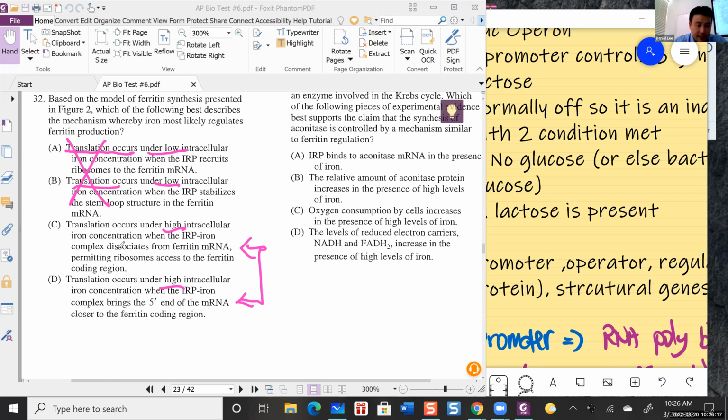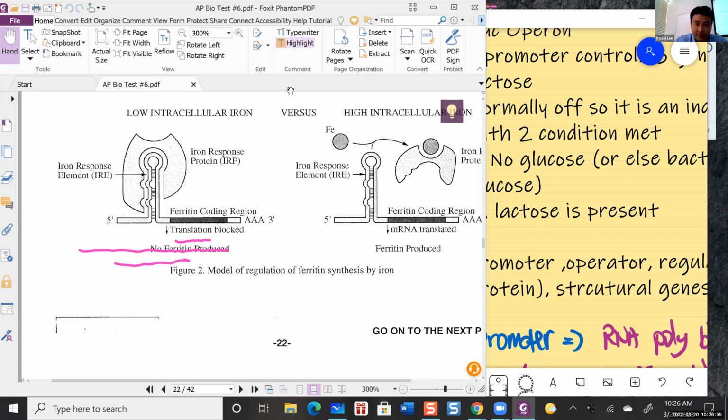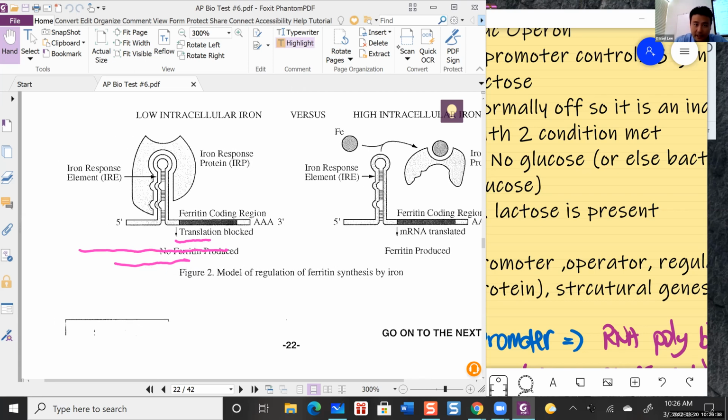So let's look at C. Translation occurs under high iron. Why? When the IRP-iron complex dissociates from ferritin mRNA, permitting ribosome access to the ferritin coding region. So that's the answer. So again, IRP is this protein that I highlighted earlier, IRP. So again, IRP is that protein right here. So when there is low iron right here, IRP is attached. And what does iron do again? It causes them to dissociate so that you have translation. And translation is always done by ribosome. So C is the answer.